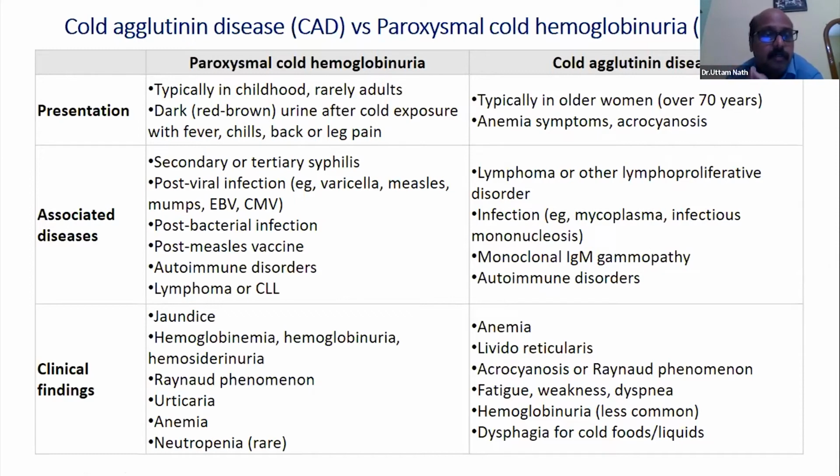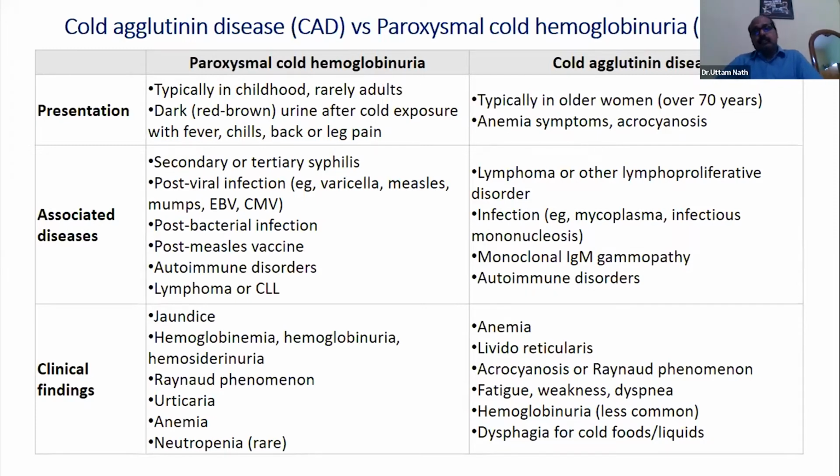Okay, the associated diseases, as I have said, in cold agglutinin disease, invariably there is a monoclonal population of B cells, which may or may not be overt lymphoma. Other causes of cold agglutinin disease are mycoplasma, infectious mononucleosis, and MGUS, usually IgM MGUS. Other autoimmune disorders like SLE are important causes of cold agglutinin disease.